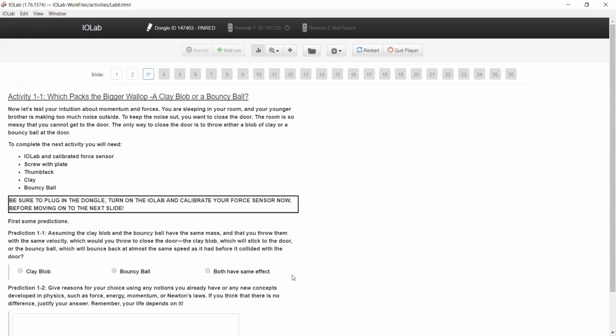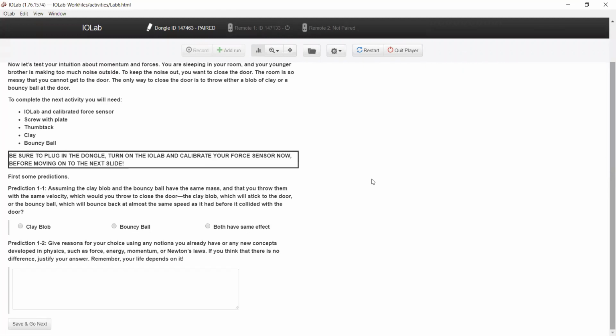You can go ahead and read and make your predictions. They are asking you, if you throw a clay ball or a bouncy ball to close the door from a distance, which ball you will throw. The one that generates more momentum, more impulse, will make the door close. That will be effective in closing the door.